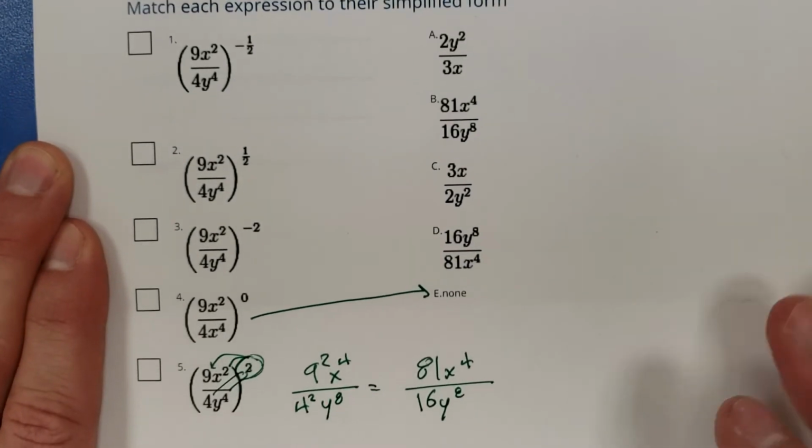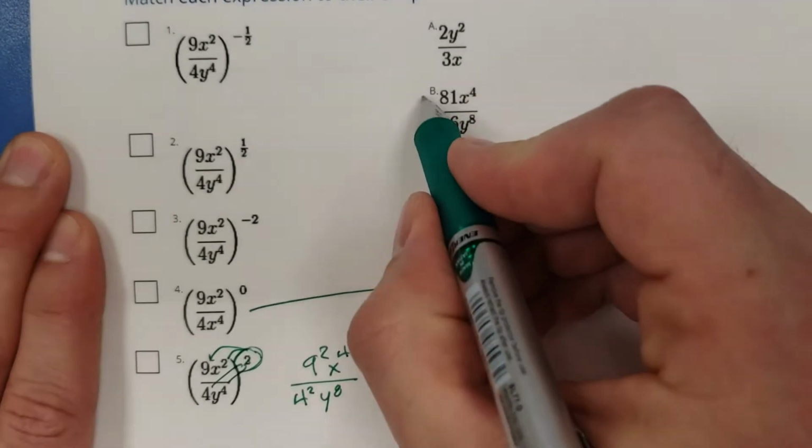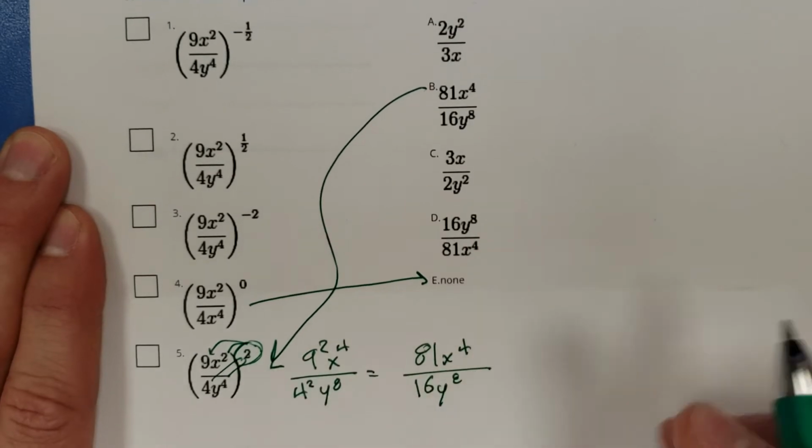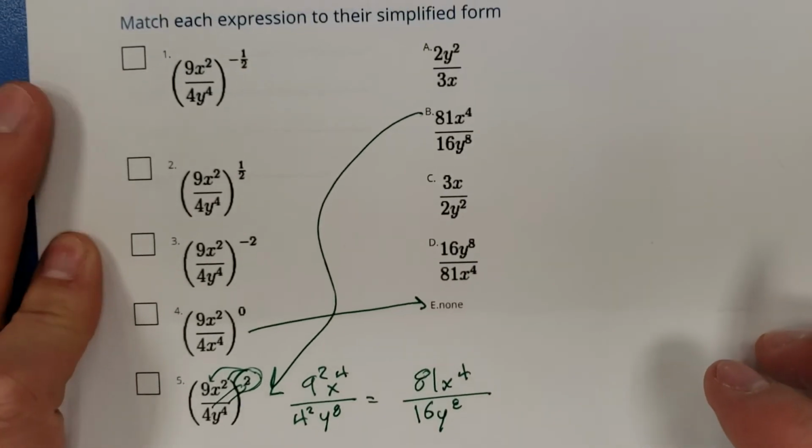Where do we have one of those? There it is, right there. So B goes with that one. All right, cool. 3 down, 3 to go.